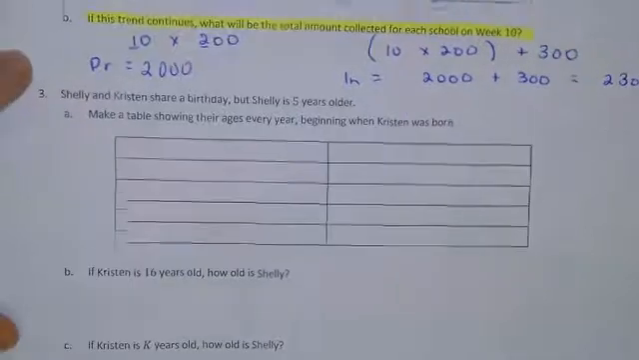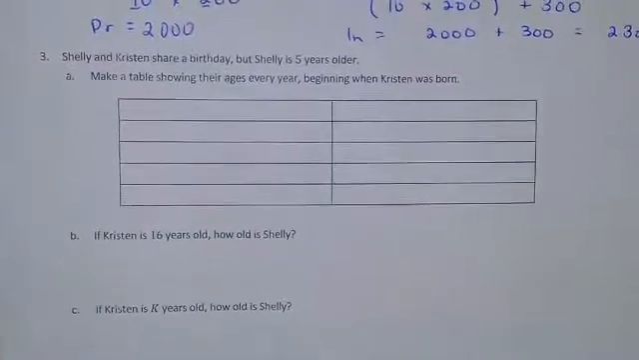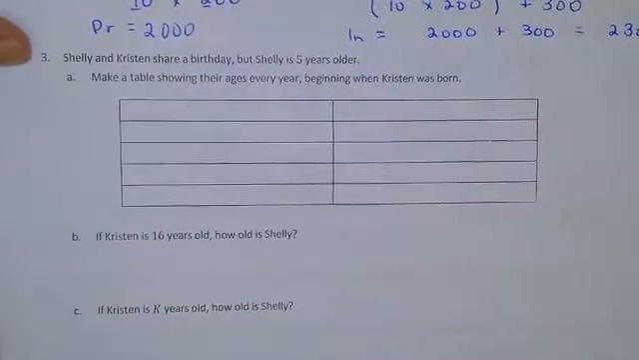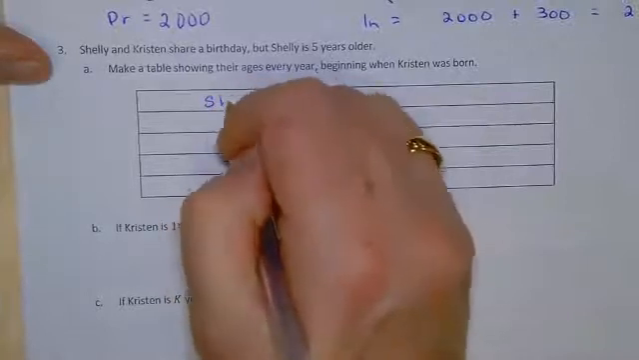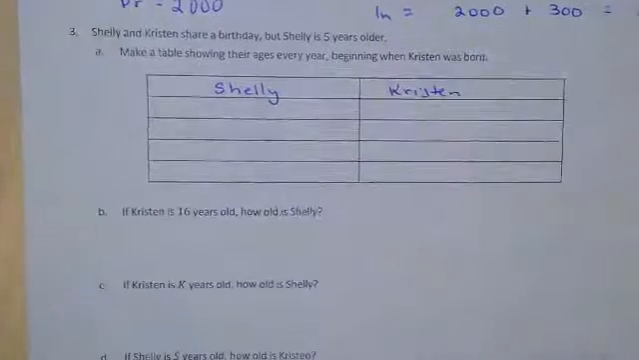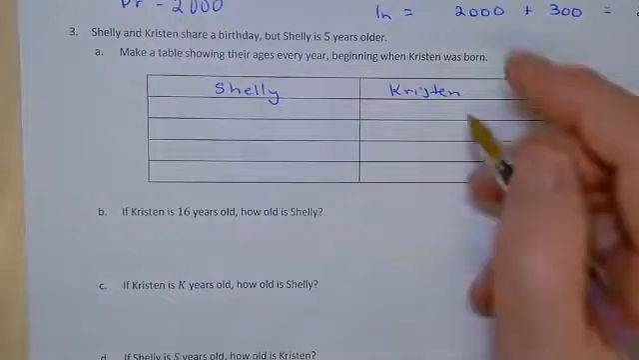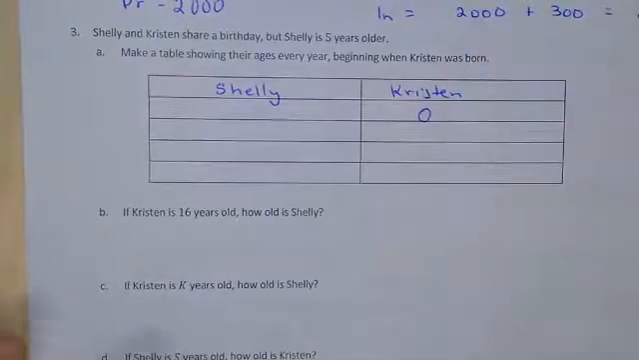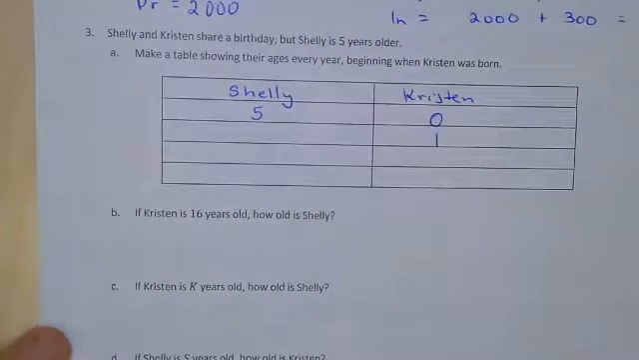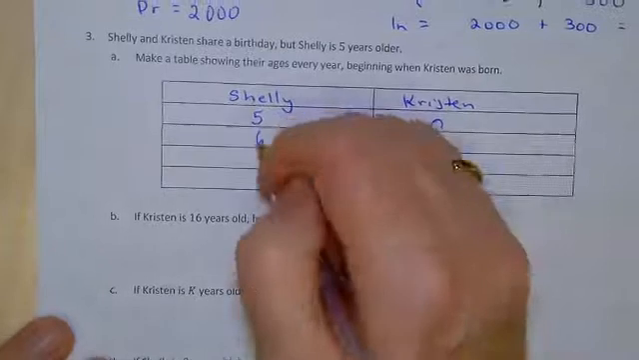All right, and we're going to do one more of these today. Shelly and Kristen share a birthday, but Shelly is 5 years older. So we're going to start by putting the names in here because they're not even in here yet. So it's Shelly and Kristen. And who's older? Shelly's older. So Kristen's the baby, right? So when Kristen was 0, when she was born, Shelly was how old? Okay. And Kristen turned 1, Shelly turned. Okay, you know what to do.